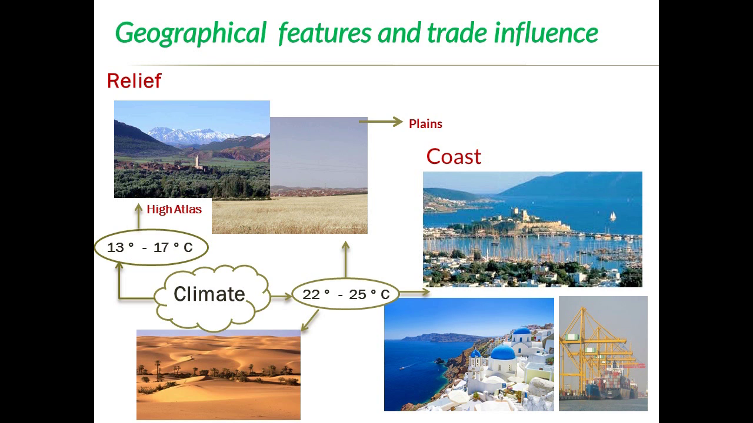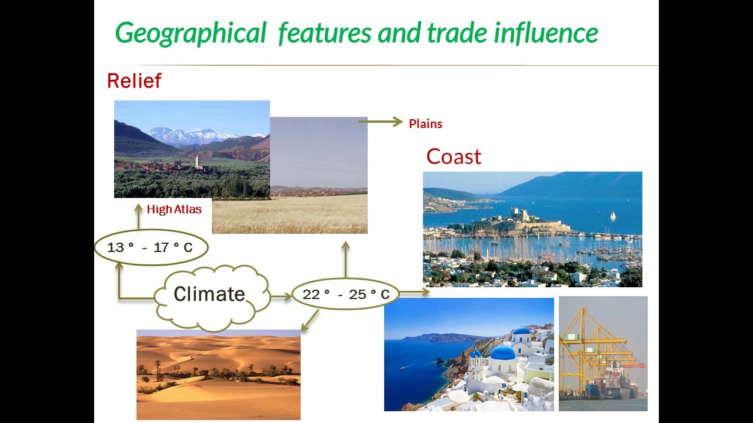Coast. Morocco has the largest coast of the African continent, with 500 kilometers of coastline on the Mediterranean and 3,000 kilometers on the Atlantic Ocean. Over 95% of Moroccan imports get into the country by sea.